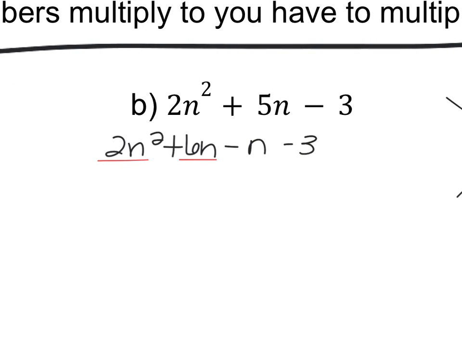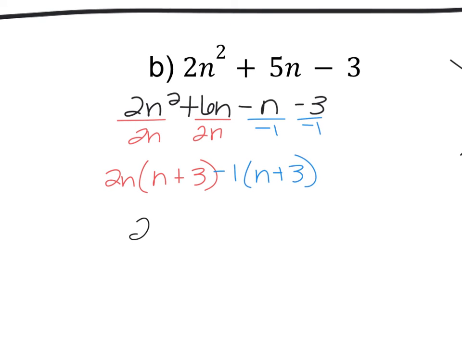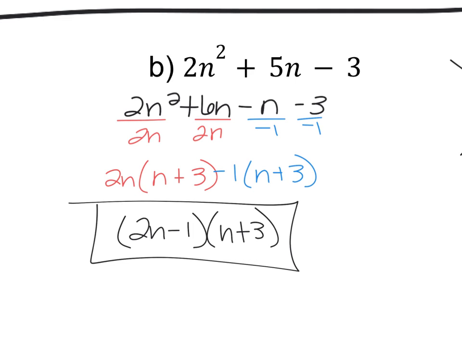Okay, it looks like you can factor out of those first two a 2n. So that would give me n plus 3. All right, now I need an n plus 3, but we know these are both negative, so I'm just going to factor out a negative 1. And this would be n plus 3. Put Humpty Dumpty together, and 2n minus 1, n plus 3, boom. We did it.